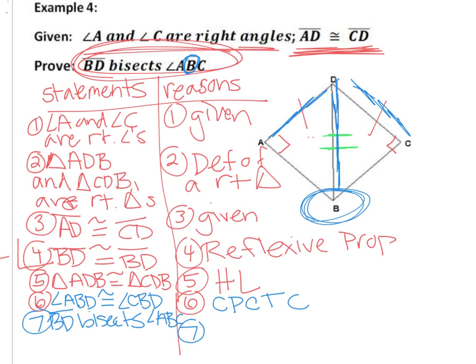And what would be the reason? Well, that's what the definition of a bisector is. It cuts an angle to 2 congruent parts. And vice versa, if an angle is cut into 2 equal parts, that implies that it is a bisector. Definitions are reversible.